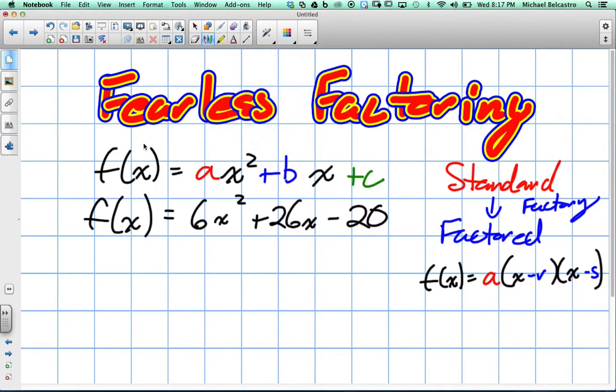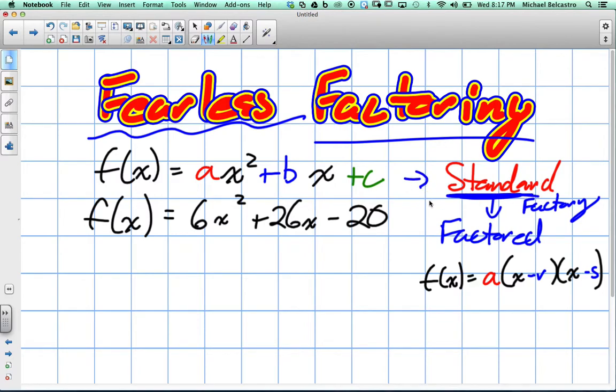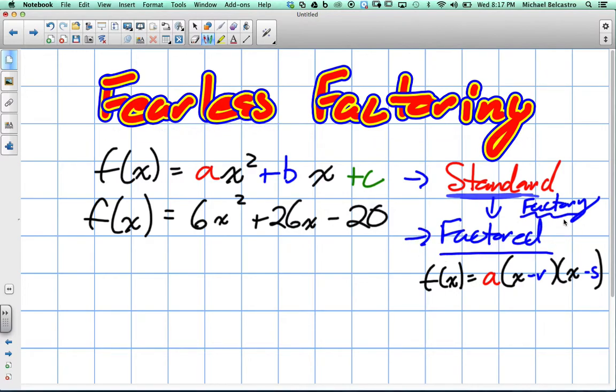Okay, so we're going to go over factoring. This style is called fearless factoring. The whole point of this is to go from what form? From standard form to what? Factored form. And the process is called? Factoring. Yeah, exactly.